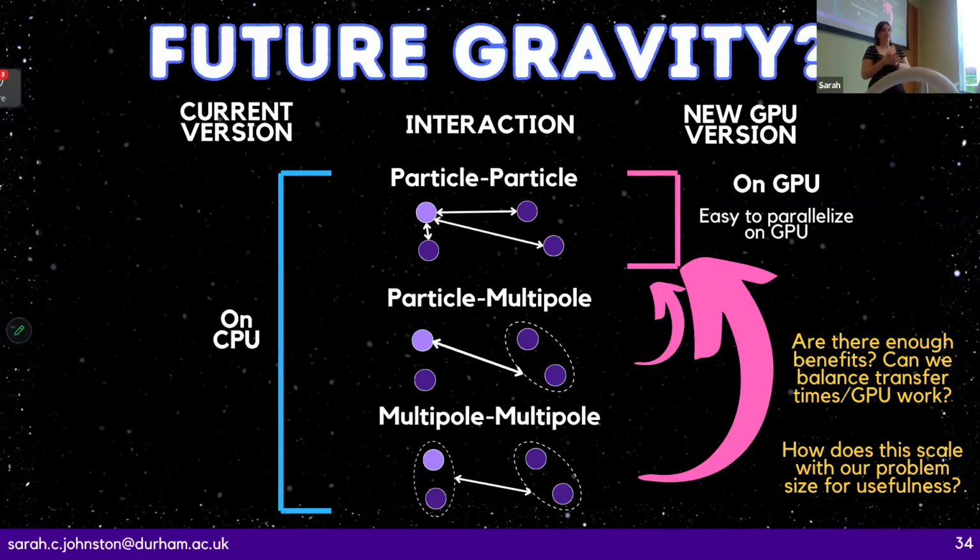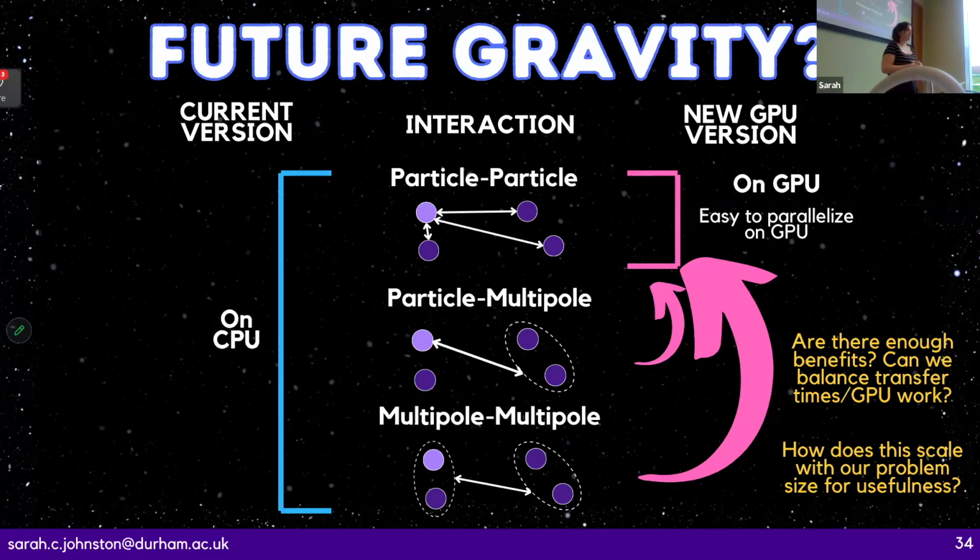But the question is, is this actually enough of a benefit to us? Can we balance the transfer times for all of this information that's being sent across, if we get rid of all approximations, with the amount of GPU work that we're trying to do? Does it start to massively outweigh any of the other areas of work? And also, how does this scale usefulness-wise with our problem size?